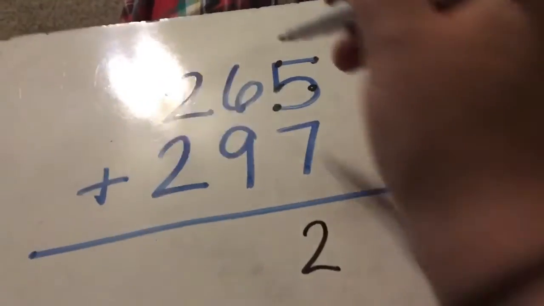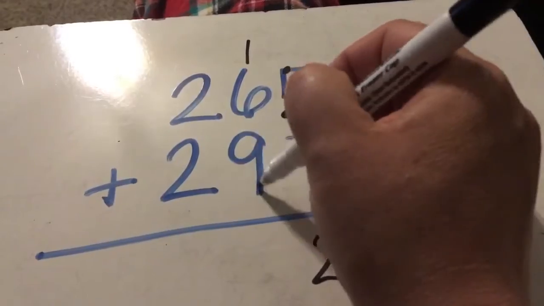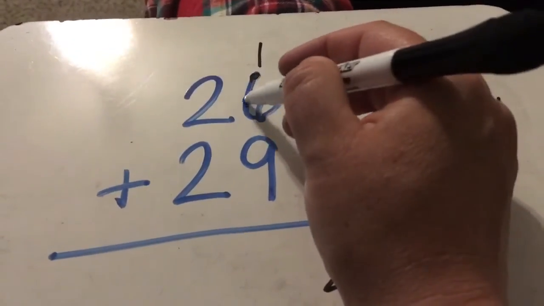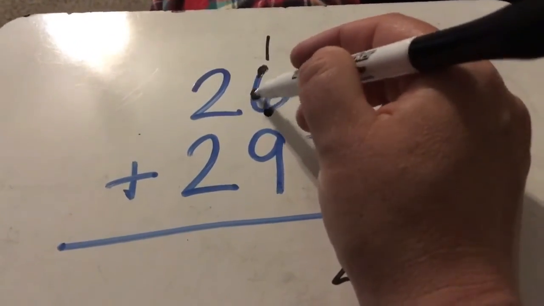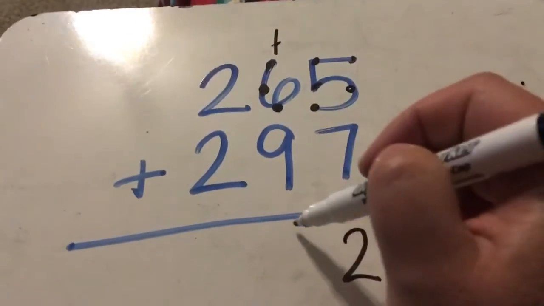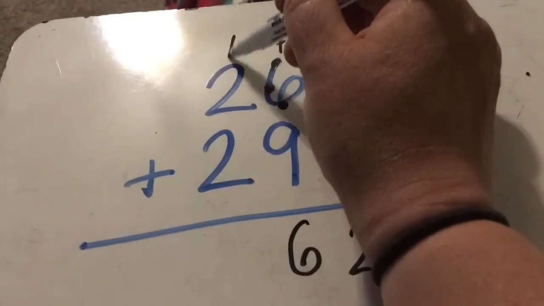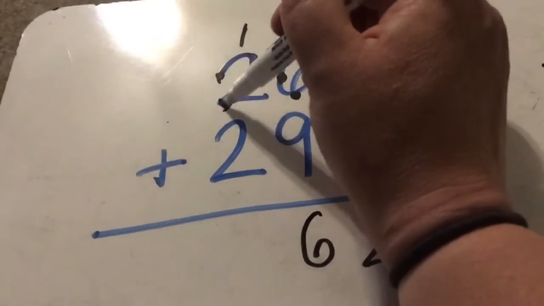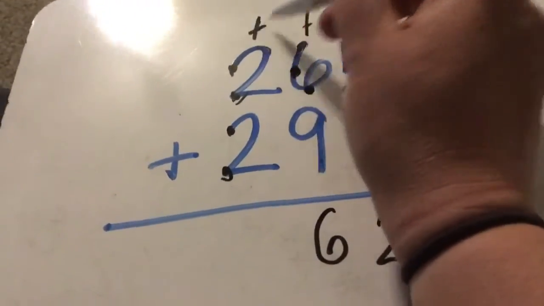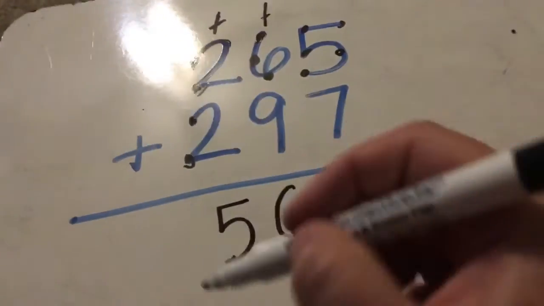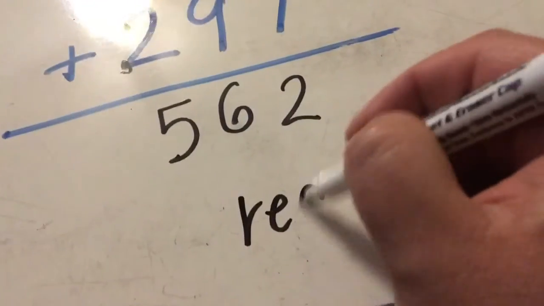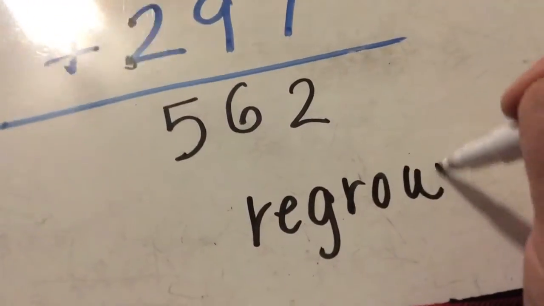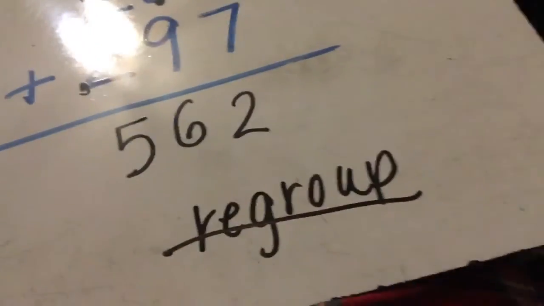Put the 2, carry the 1. 9, then 10, 11, 12, 13, 14, 15, 16. Put the 6, carry the 1 if you so choose to do the touch points. 1, 2, 3, 4, and 5. Do not forget to regroup when you are adding up these larger numbers, when you are putting them all together.